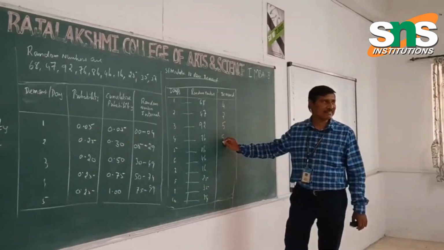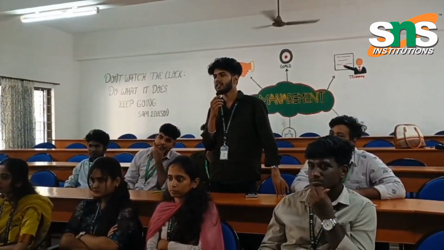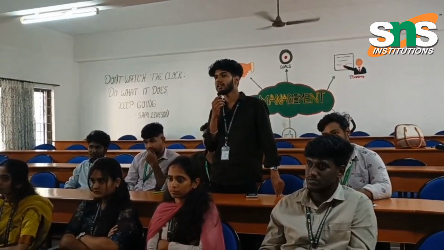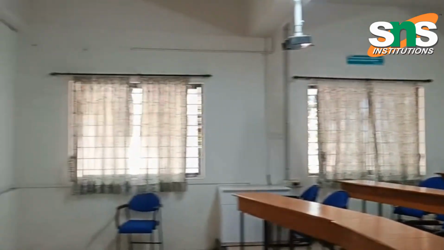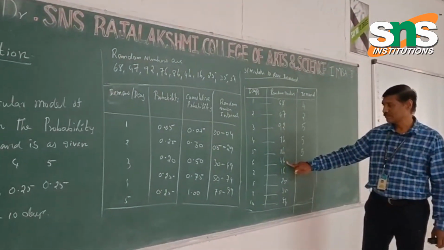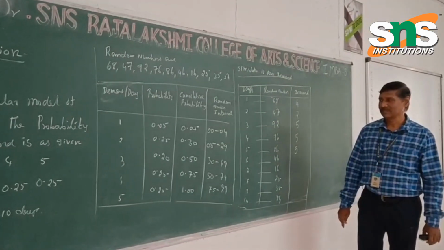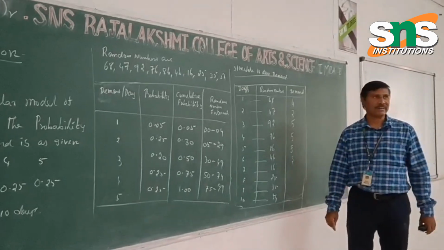Next, the random number is 86, which lies between 75 and 99, so the demand is 5. The random number for the sixth day is 46, which lies between 30 and 49. The corresponding demand is 3.